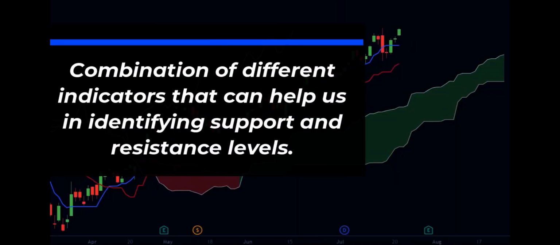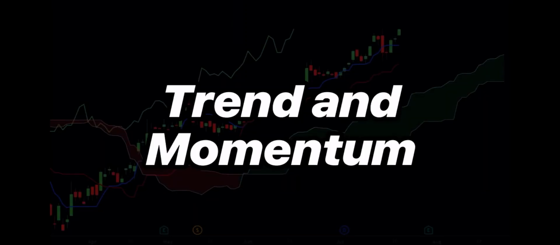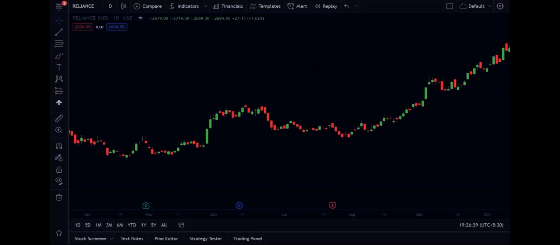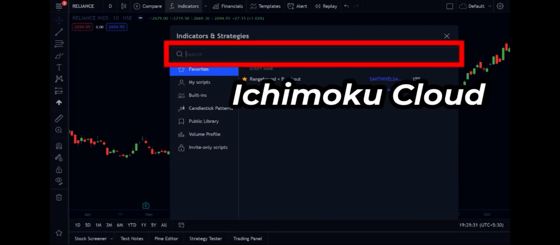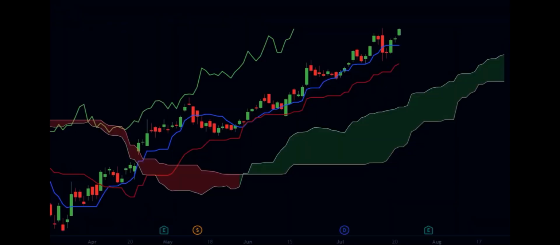The Ichimoku Cloud is a combination of different indicators that can help us in identifying support and resistance levels. We can also identify the trend and momentum of the market with Ichimoku. To plot this indicator, go over to the Indicators tab on the TradingView platform and just type in Ichimoku Cloud. Select the first indicator that pops up. After that, your chart should look something like this.